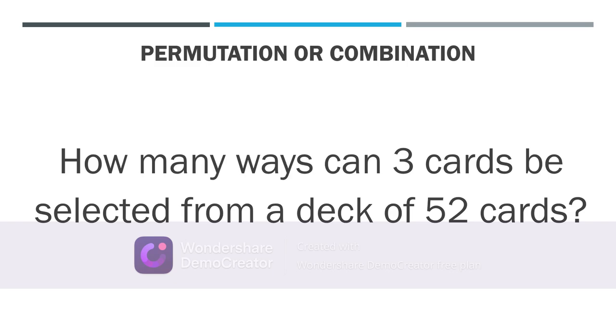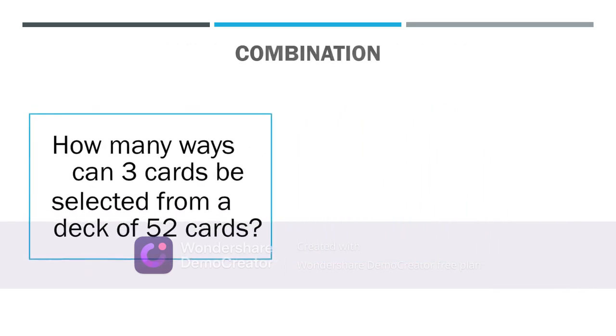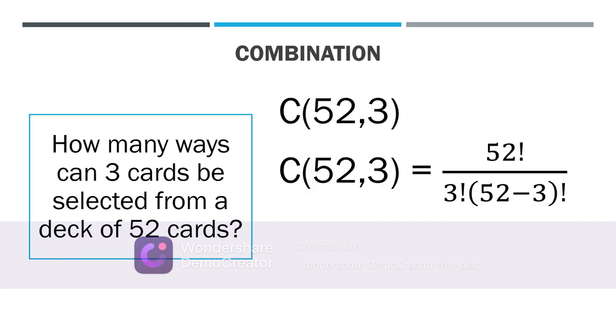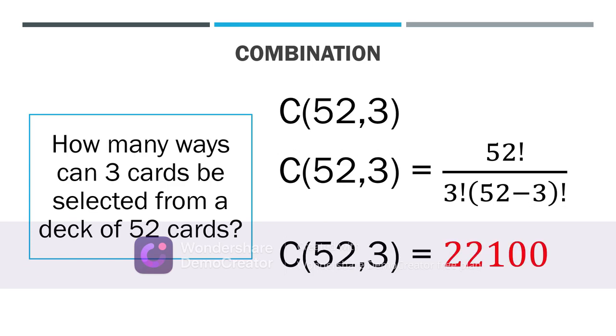How many ways can 3 cards be selected from a deck of 52 cards? This is part of combination because the order of selection doesn't matter. However, if we choose 3 of hearts, 4 of diamonds, and 5 of spades, no matter how we arrange that one, it is the same 3 cards. So combination of 52 taken 3 at a time is equal to 22,100. There are 22,100 ways to select 3 cards from a deck of cards.